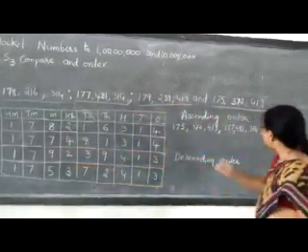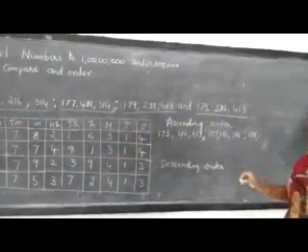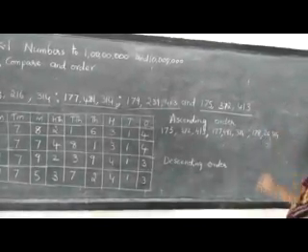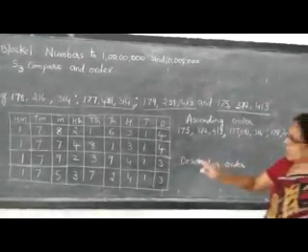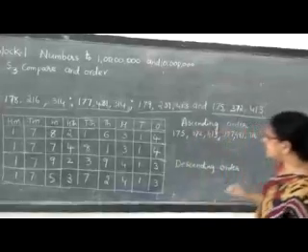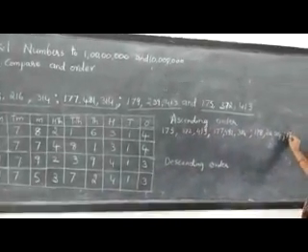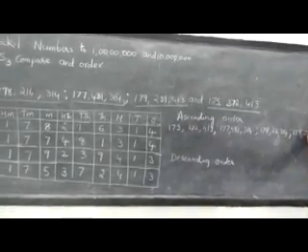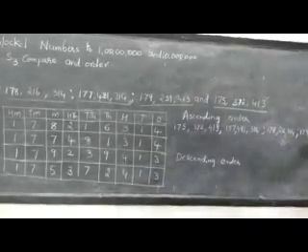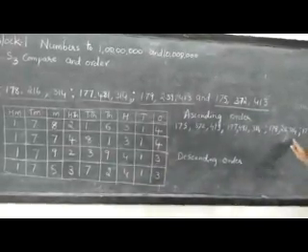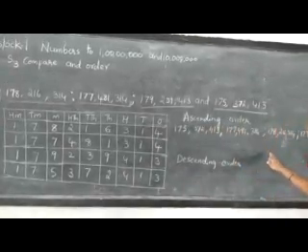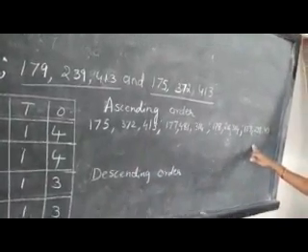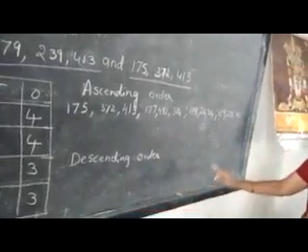So 178,260,340. Next, 8 is over. Next 9, 179 millions 239,430. So this is the ascending order. Ascending order means we write from small to big, children. Next, descending order. Descending order means big to small.